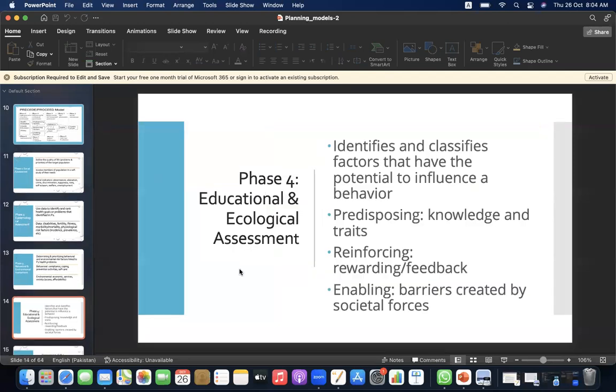Phase 4 is educational and ecological assessment. It identifies and classifies factors that have the potential to influence a behavior. The predisposing factors are knowledge and traits. The reinforcing factors would be rewarding and feedback. Enabling factors are barriers created by societal forces.